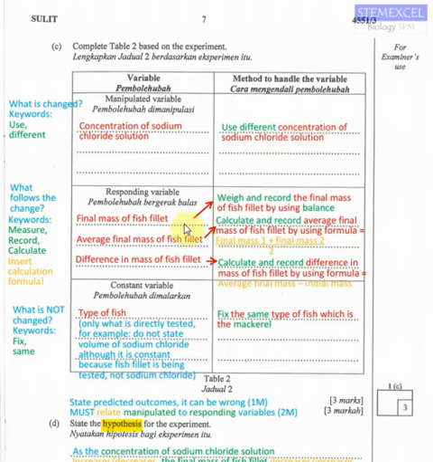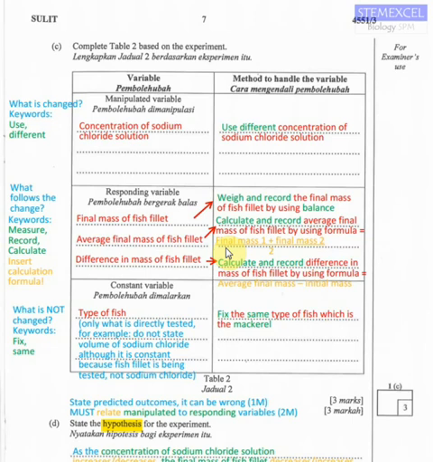As for the responding variable, normally you need to put a few keywords as well. So here, in green, weigh and record, as well as calculate. So these are the 3 words which are really important. So first of all, you need to put weigh and record the final mass of the fish fillet by using a balance, and then you also need to say how you calculate this. So you need to say calculate and record the average final mass of the fish fillet by using the following formula. Please show the formula as well.